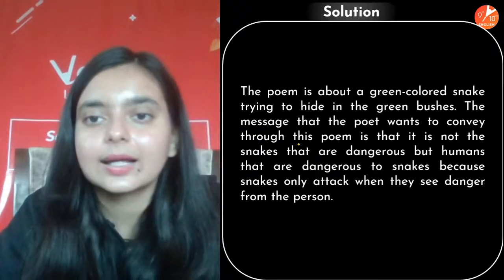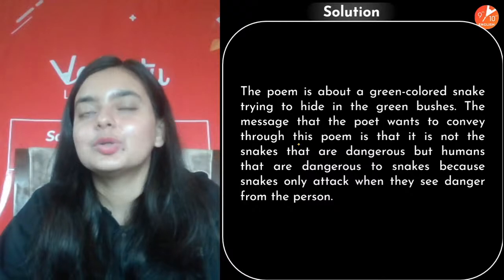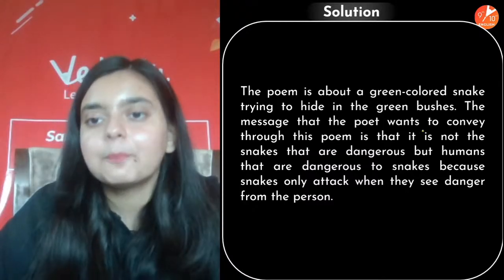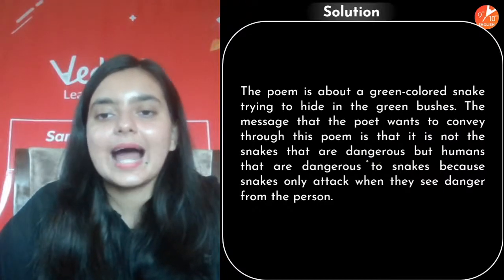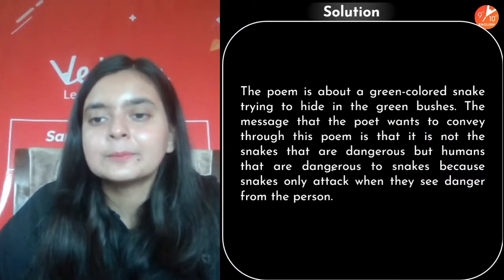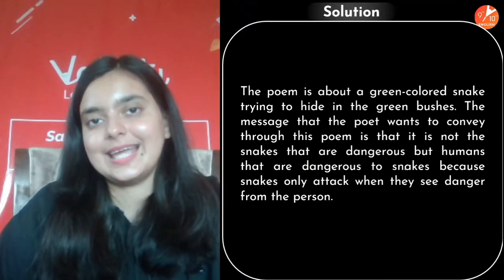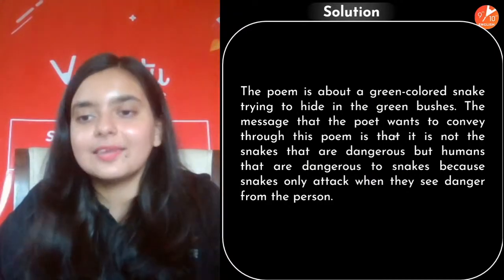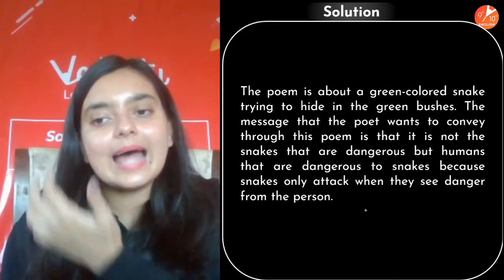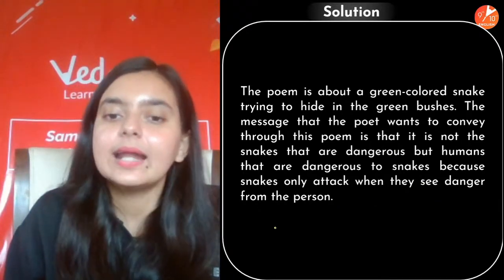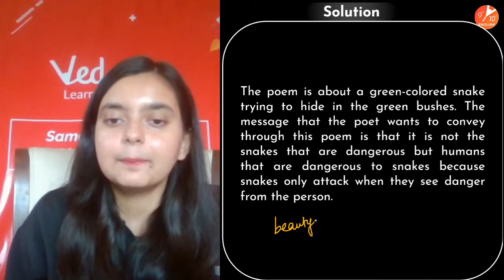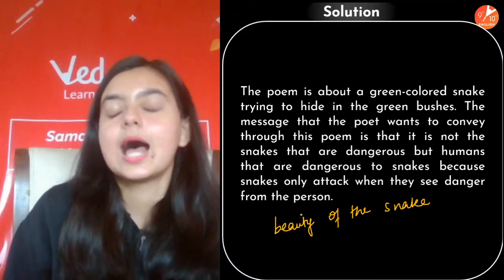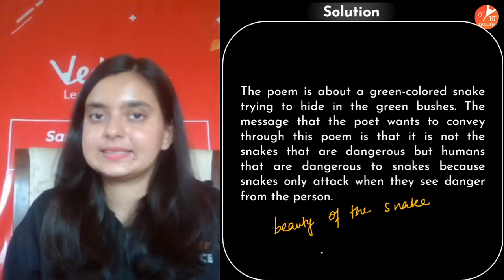Yes, Shaunak. So it's about a green colored snake trying to hide in the green bushes, trying to camouflage in the green bushes. The message that the poet wants to convey here is that not all snakes are dangerous, but humans are dangerous to the snakes. Why? Because here in the poem, the man was trying to kill the snake and not the other way around, right? So snakes only attack when they see danger from the person, and it also talks about the beauty of the snake.